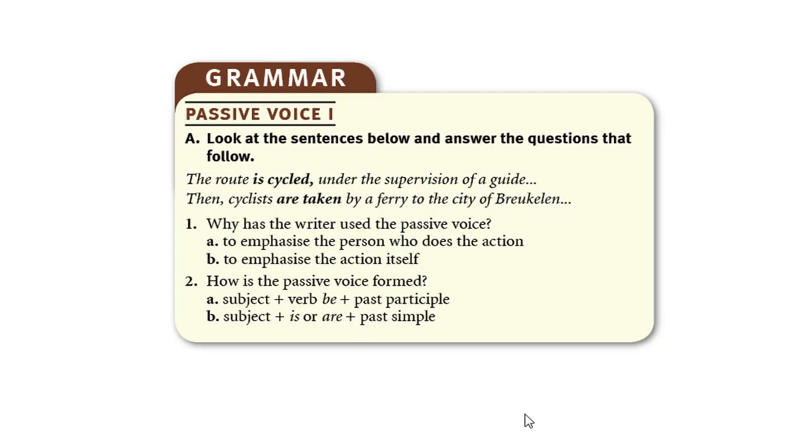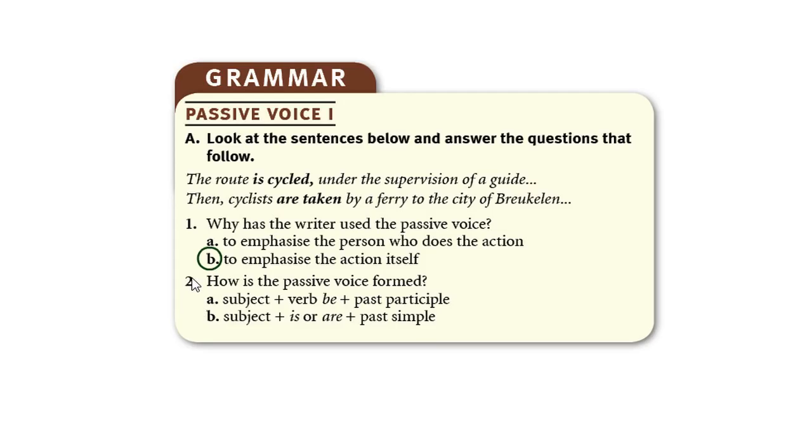Grammar. Passive voice 1. المبني للمجهول الأول. A. Look at the sentences below and answer the questions that follow. The route is cycled under the supervision of a guide. Then, cyclists are taken by a ferry to the city of Brooklyn. 1. Why has the writer used the passive voice?